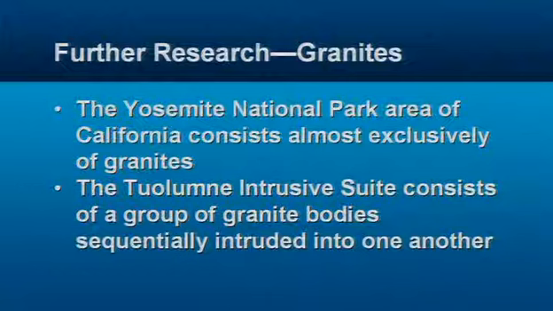Let's go to the Yosemite National Park quickly. That area, of course, is almost exclusively granites. And in the centre of the park, in the most accessible areas, is a group of granite bodies called the Tuolumne Intrusive Suite. Some of you may have heard of the Tuolumne Meadows, the high country. Well, that's where the name comes from. And these granite bodies were sequentially intruded into one another, as we'll show in a moment.